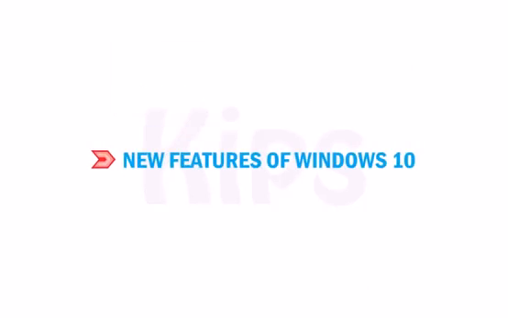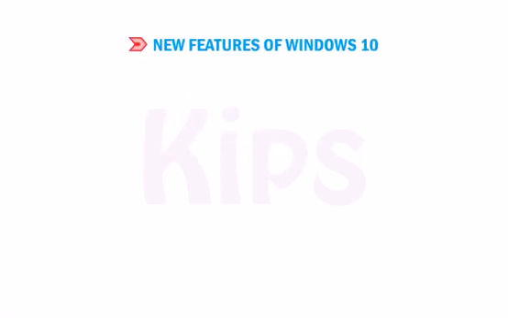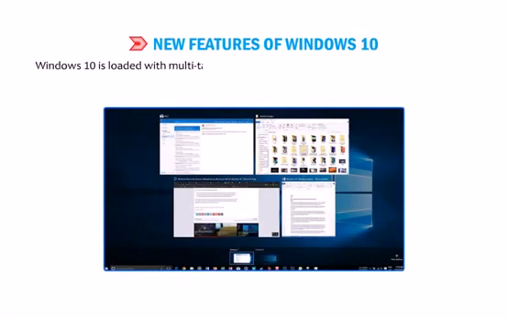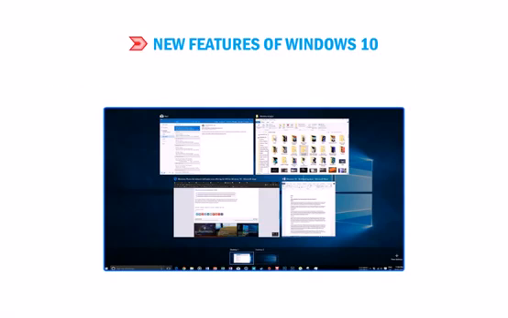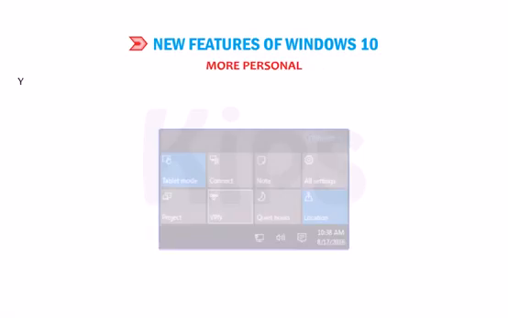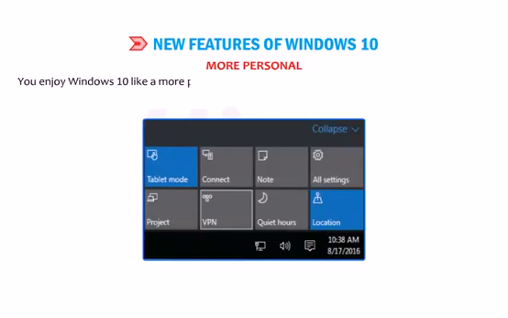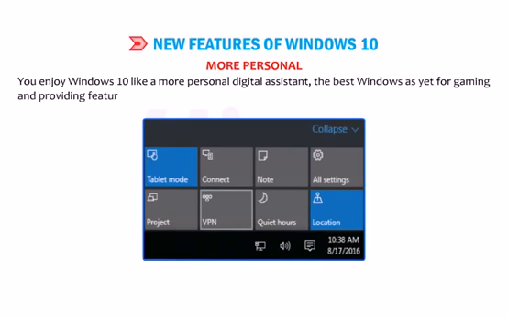Let us first discuss the new features of Windows 10. Windows 10 is loaded with multitasking tools, a custom Start menu, live tiles, Snap Assist, Task View, and virtual desktops to keep you organized, focused, and ready for anything. A few distinctive features are as follows. More personal. You enjoy Windows 10 like a more personal digital assistant, the best Windows as yet for gaming and providing features that enable your device and phone to remain in synchronization.